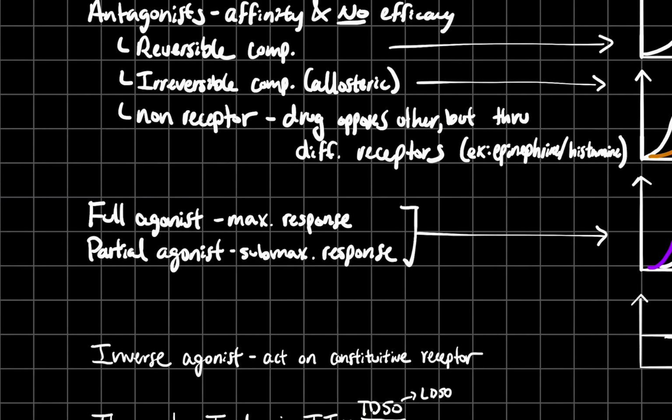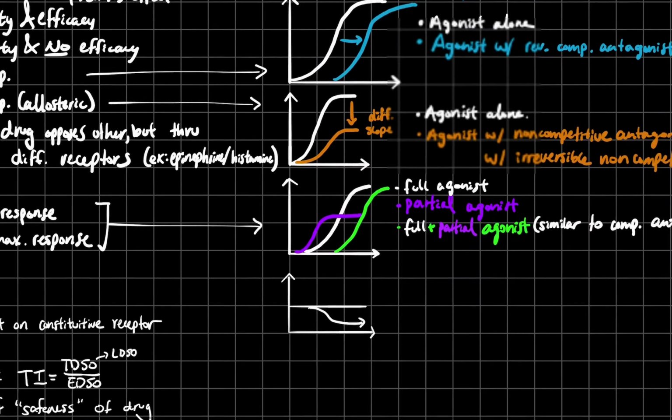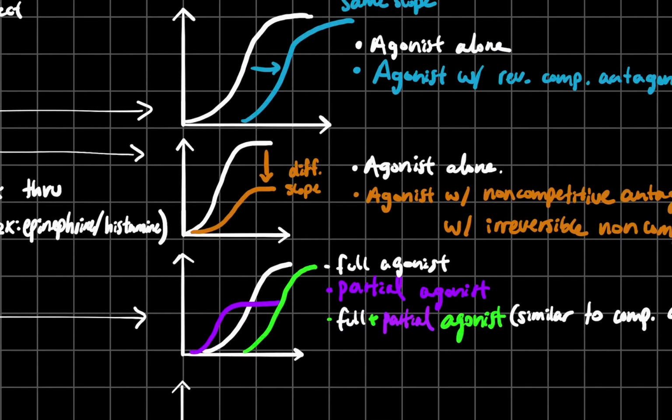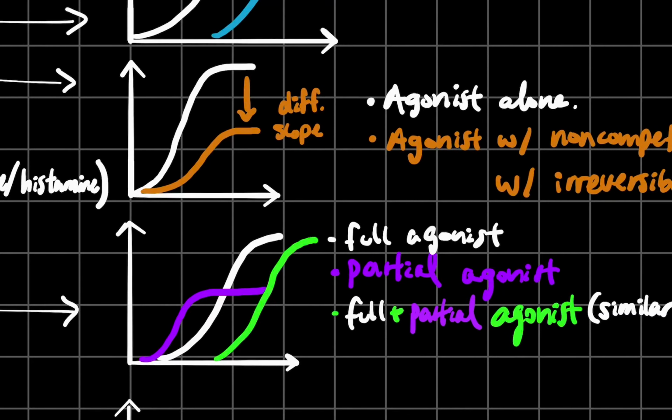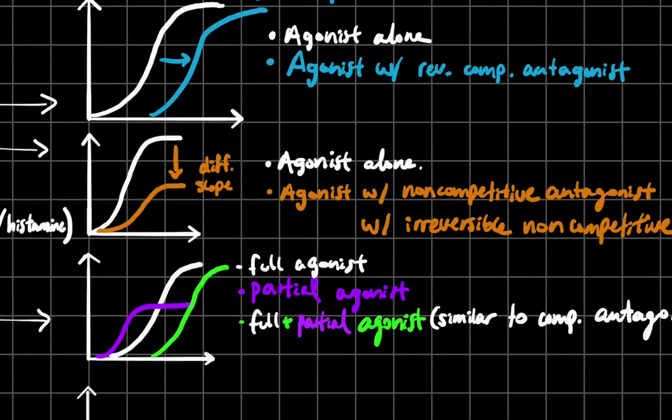And then moving down, a full agonist achieves the maximum response that we were talking about before, and a partial agonist gives a sub-maximal response. If we take a look at the graph, it's going to be kind of similar to both of the graphs that we were looking at before. In white, you can see the full agonist reaches its full potential, and the partial agonist only reaches maybe half or three quarters. It doesn't matter what percentage it is, it's still going to be lower than the full agonist, right? But if you combine the two, it actually looks like that competitive antagonist with full agonist from before.